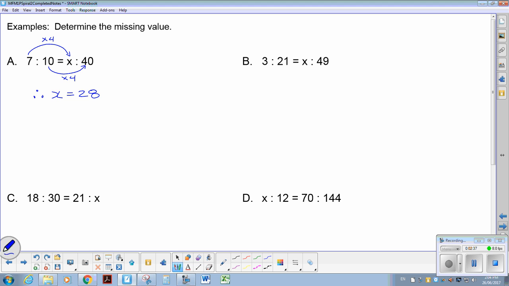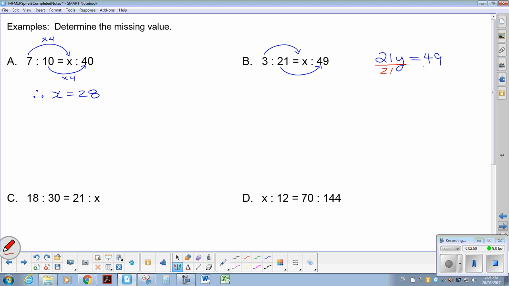Same thing with part b. 3 times what gives me x? Not enough information. So let's go to 21 times what gives me 49. So when I look at that, that's not going to work out evenly. So now today I want you to practice doing a shortcut. I want you to do 21y equals 49. I want you to jump to that multiplication right away.